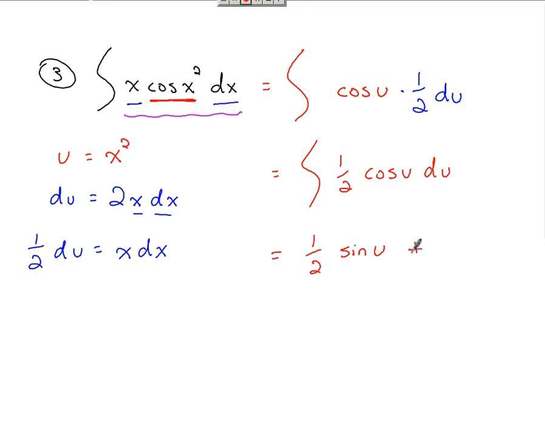Now add on your constant. Everything's in terms of u at this point. The original problem was in terms of x. So take the u out. Replace it with what it equals in terms of x. That was x squared. And you've got your antiderivative.